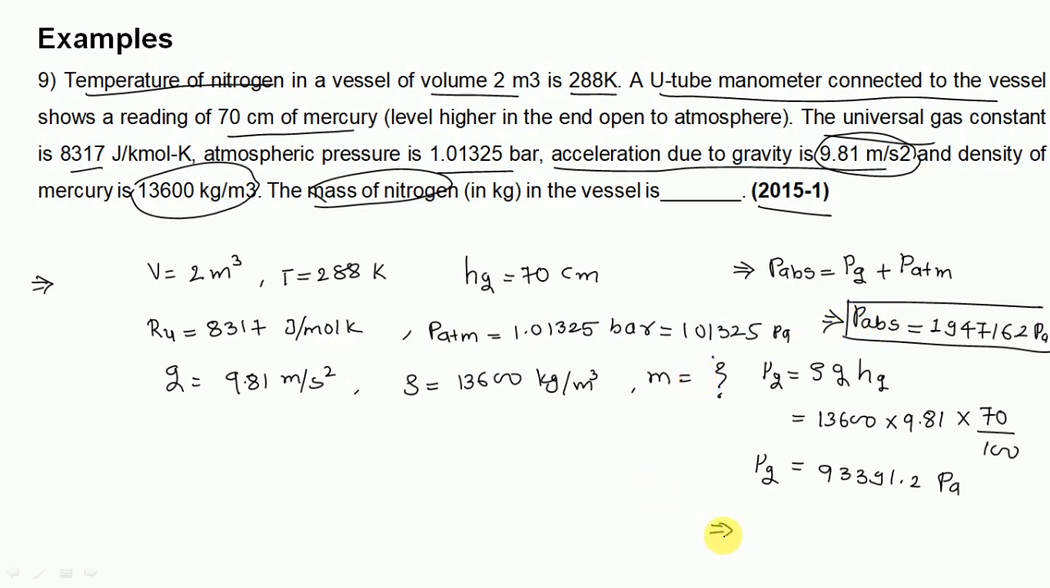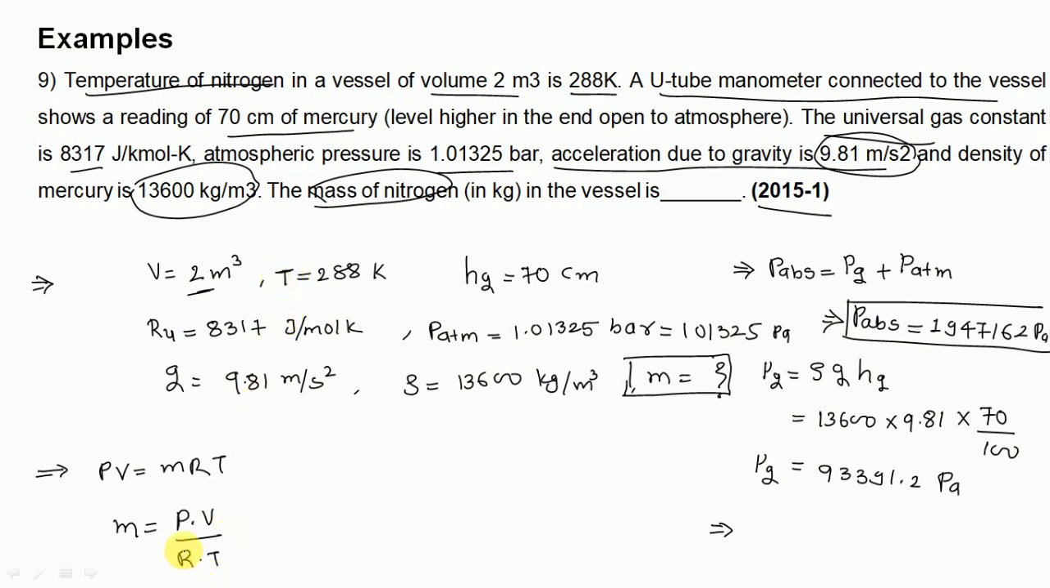Now, second thing. We want to find the mass m, so we require a simple equation, the gas characteristic equation, PV is equals to mRT. So m is equals to P into V upon R into T. P is with us, volume is given, 2 meter cube, and temperature is also given, 288 Kelvin.